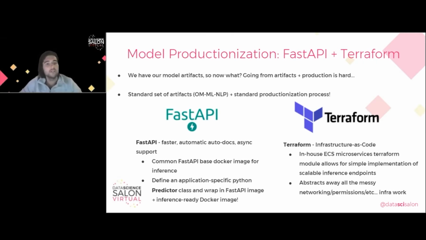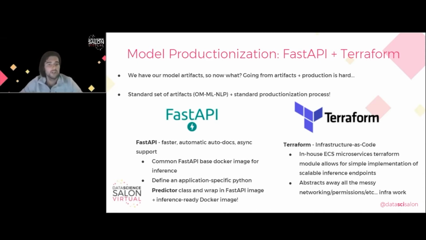We've abstracted all the core functionality of a general inference task into a FastAPI-based Docker image, which can then be utilized as a parent image for each individual use case or project. The developer simply needs to define a standard predictor Python module that conforms to some simple guidelines, and we're almost ready to go into production.